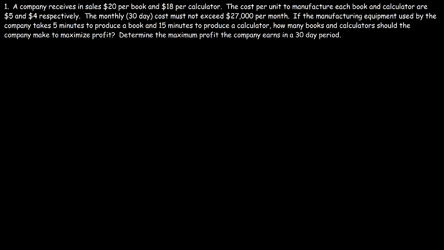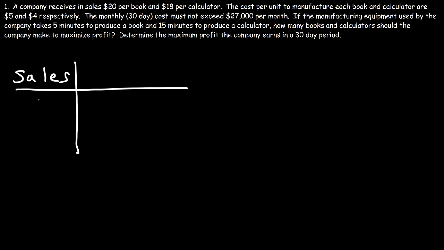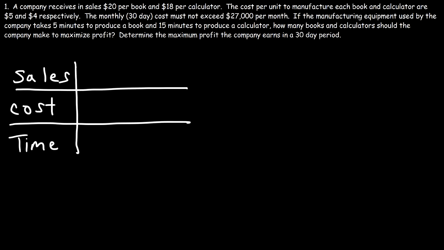Now what I'm going to do is make a table so I can organize all of the information that's presented in this problem. So first, we need to talk about the sales. The next thing is the cost, and also the time it takes to manufacture the items. And there's 2 items of interest: the books and the calculators. I'm going to use B for books, C for calculators.